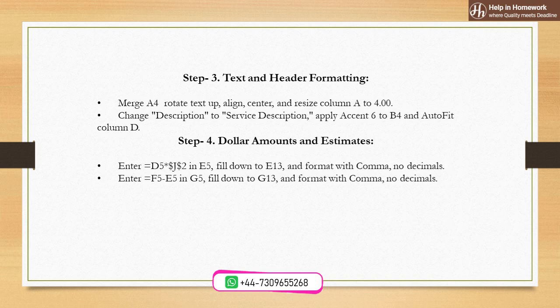Step 4. Dollar amounts and estimates. Enter =AD5*J2 in E5, fill down to E13, and format with comma, no decimals. Enter =AD5*E5 in G5, fill down to G13, and format with comma, no decimals.